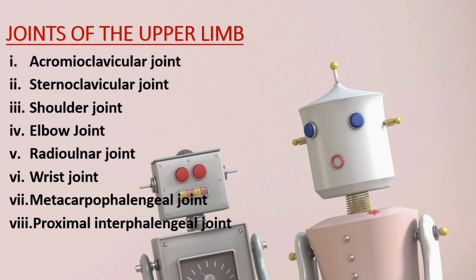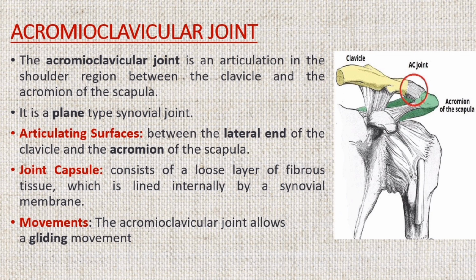Joints of the upper limb. The joints of the upper limb include acromioclavicular joint, sternoclavicular joint, shoulder joint, elbow joint, radio-ulnar joint, wrist joint, metacarpophalangeal joint and proximal interphalangeal joint. The acromioclavicular joint is an articulation in the shoulder region between the clavicle and the acromion of the scapula. It is a plane-type synovial joint.